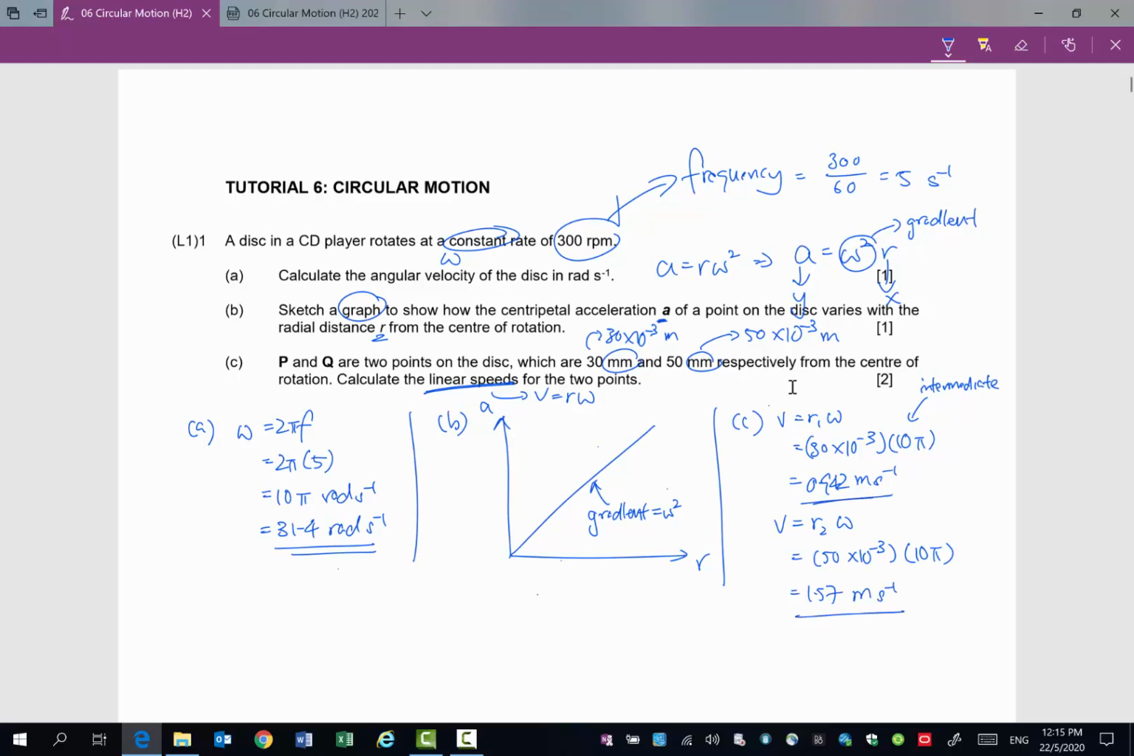Okay, so that's it for question 1. It's a relatively simple question. It is just mainly to help you recall the formula a equals r omega squared as well as v equals r omega, and to also understand that RPM, rounds per minute or revolutions per minute, actually represents frequency. So this is the typewritten solution.